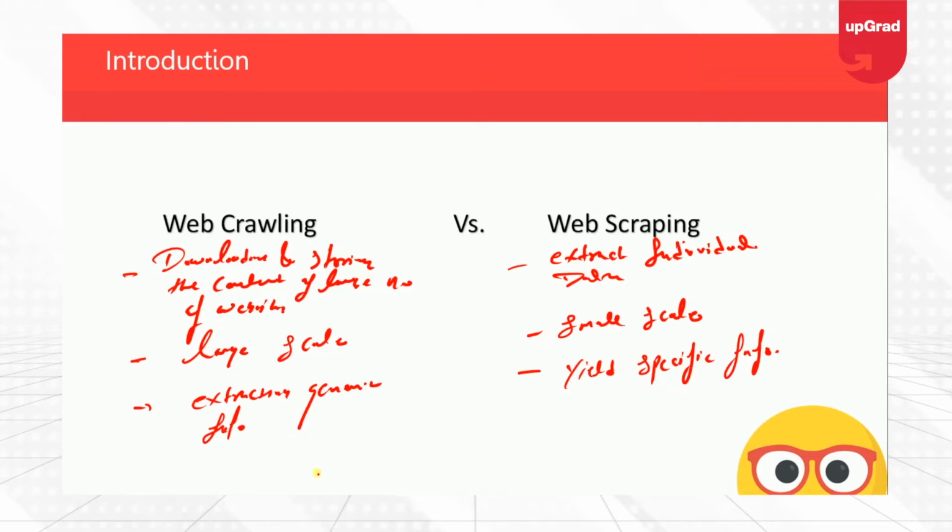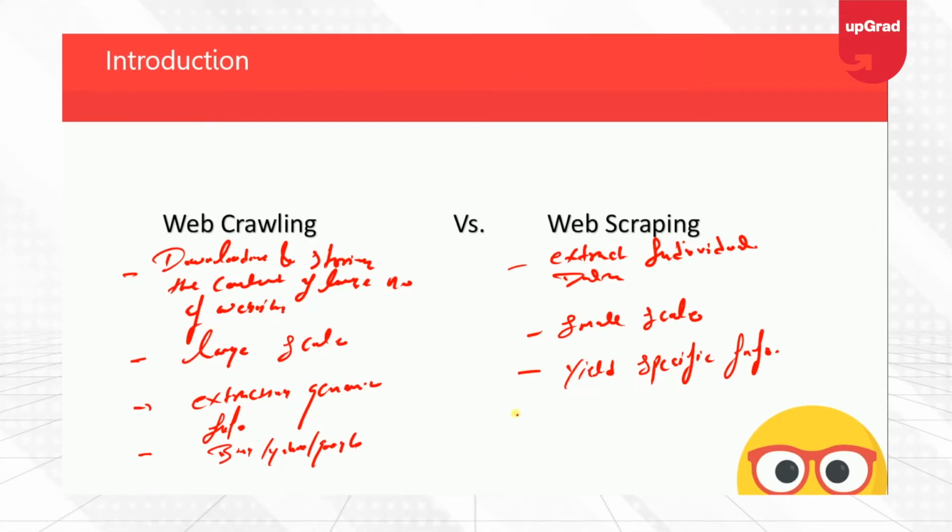Now there are major search engines which do web crawling. For example, we can think of Bing, we can think of Google, and Yahoo. So they are very good examples of web crawlers.